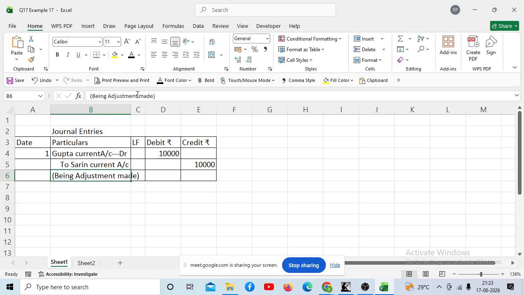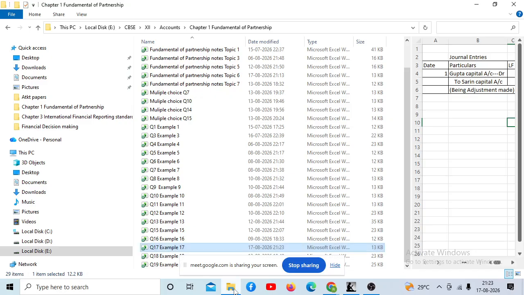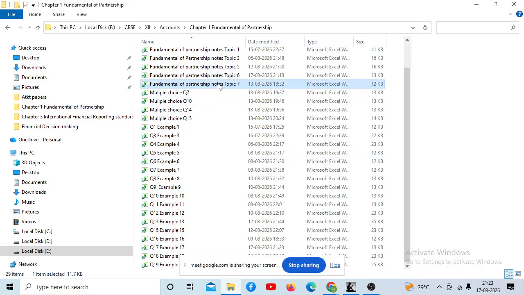Any doubt, is the concept of adjustment entry clear to you? Okay. There will be more sums coming further related to this, right? Now the last concept of this chapter is called guarantee. So we will discuss that concept also. That is topic number 7.